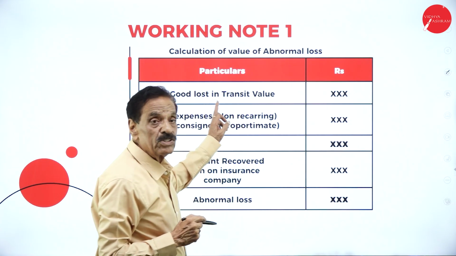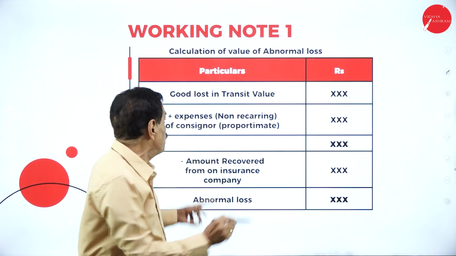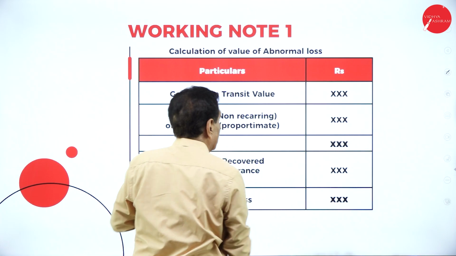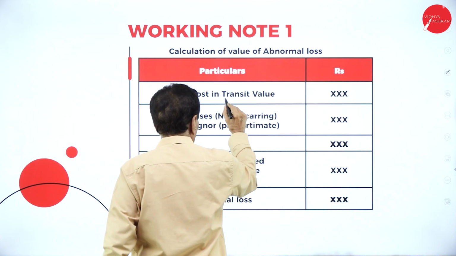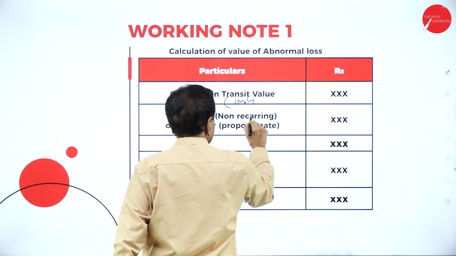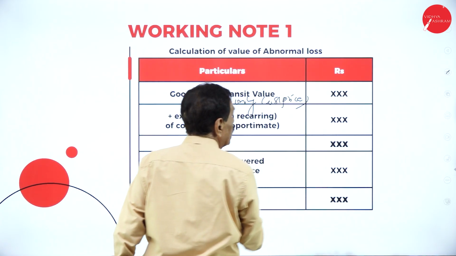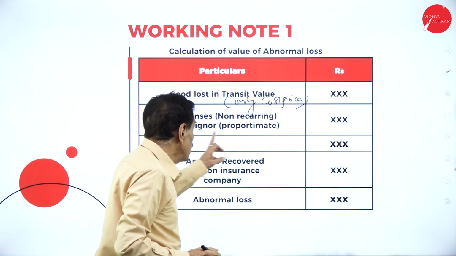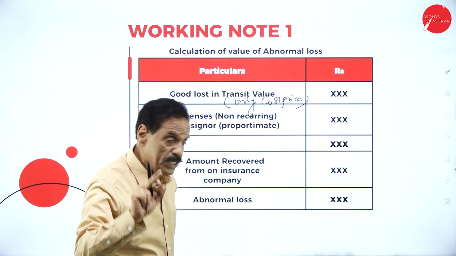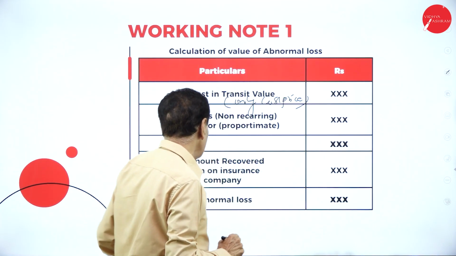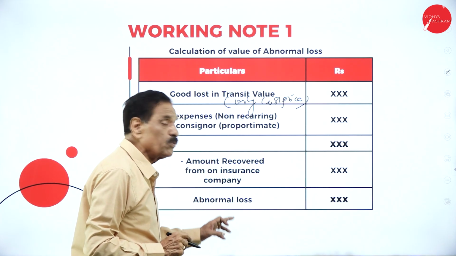Only the cost price should be taken here. No invoice price, only the cost price should be taken here. Goods lost in transit value, only cost price. Only cost price should be taken. Add the non-recurring expenses of the consignor, and from the total value, deduct the amount recovered from the insurance company.